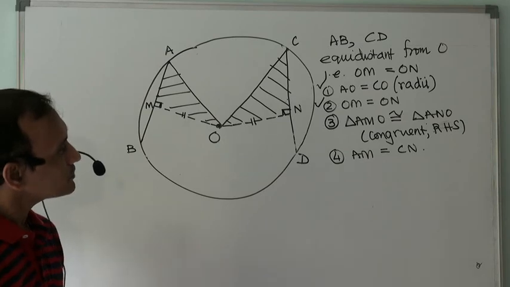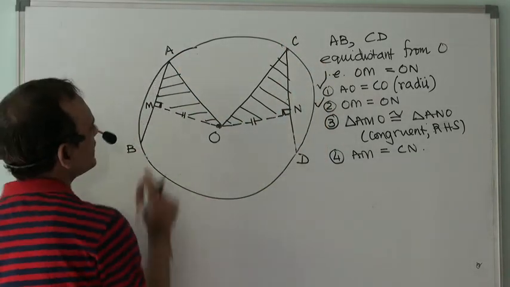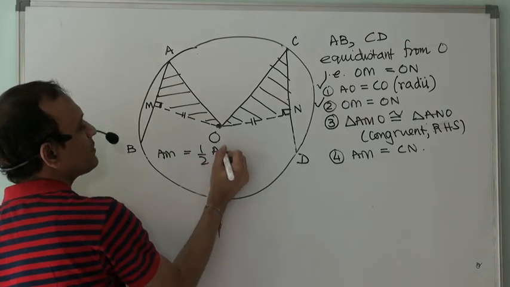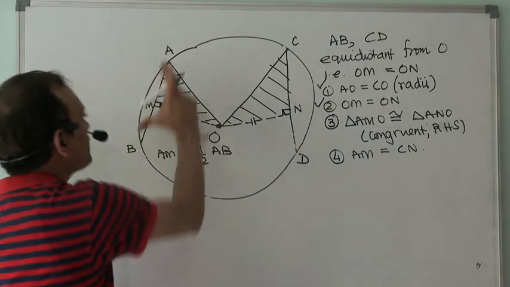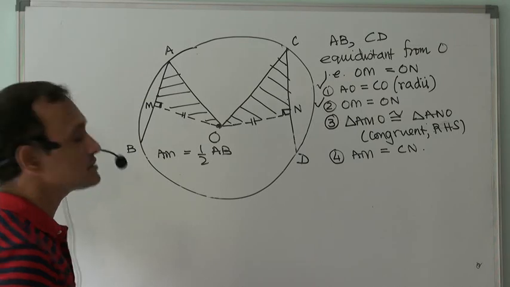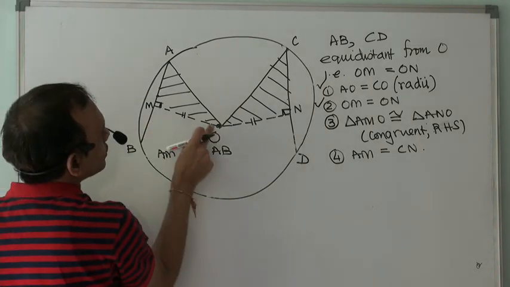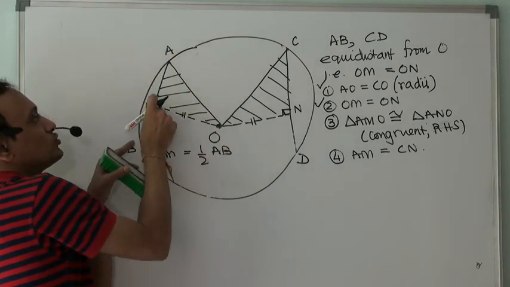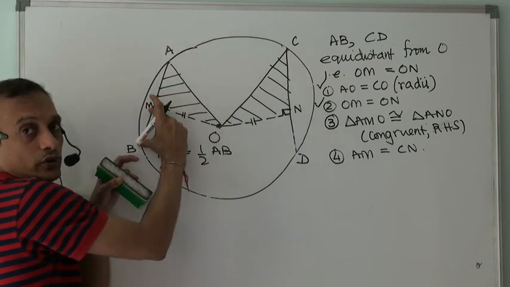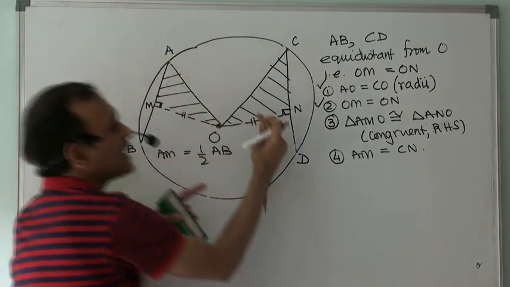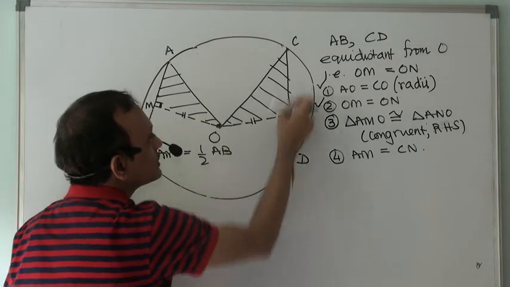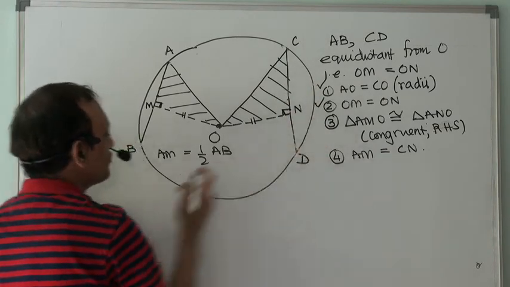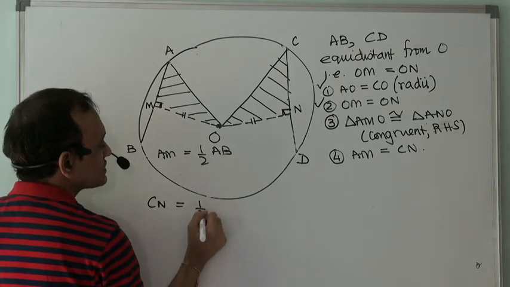Now if AM is CN, would you mind believing that AM is actually half of AB? Why is AM half of AB? Because the perpendicular from the center to a chord bisects the chord. So AM must be equal to MB, so AM must be half of AB. Exactly the same way, CN must be equal to ND. That means CN must be half of CD.